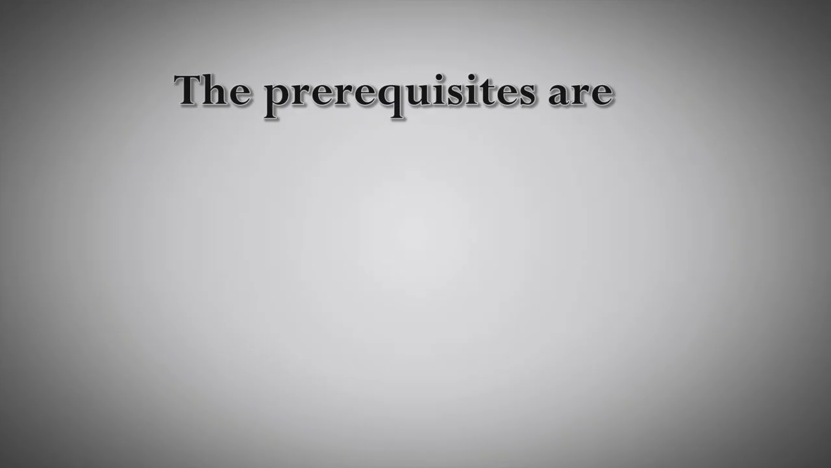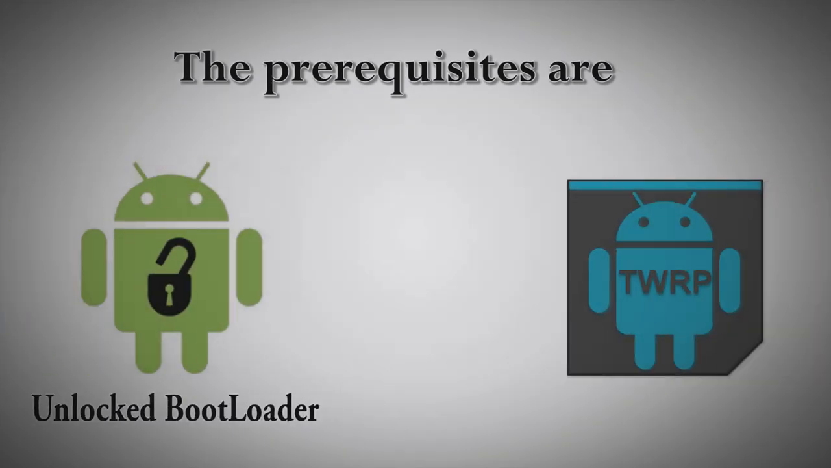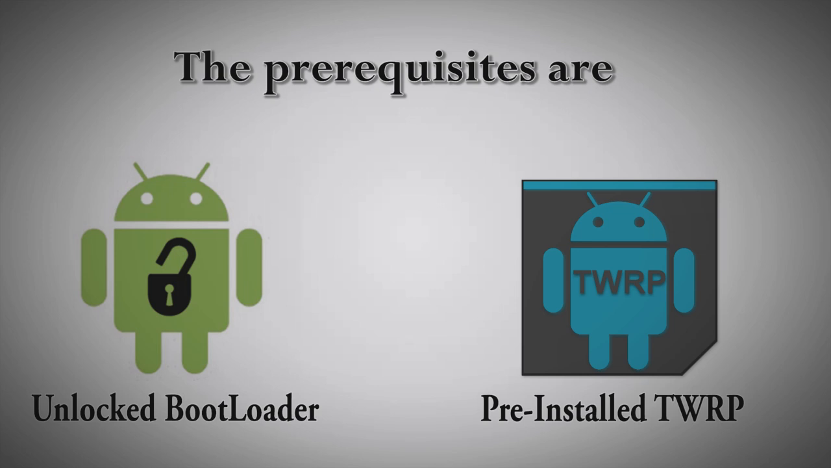The prerequisites are, first, your bootloader should be unlocked, and second, you should have a pre-installed TWRP recovery. Now, in case you don't have an unlocked bootloader and pre-installed TWRP recovery, then don't worry, I have already made a video on that. So just pause this video and click on the card that pops up at the top right corner, or you can also find the link of that video in the description box. So first watch that video and follow the steps, and then head over to this video.